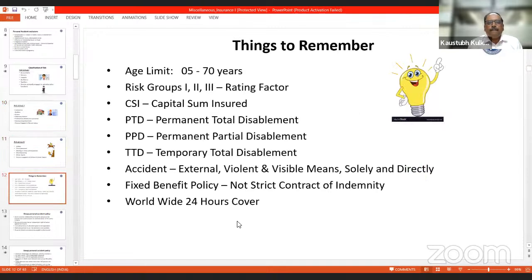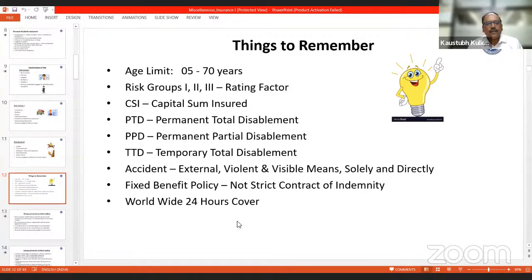Now, what are the major things to remember in case of personal accident policy from your examination point of view? The age limit is 5 years to 70 years. Risk groups are 1, 2, 3, and those are for the rating factors. CSI is capital sum insured. PTD is permanent total disablement. PPD is permanent partial disablement. TTD is temporary total disablement. These are some of the abbreviations.